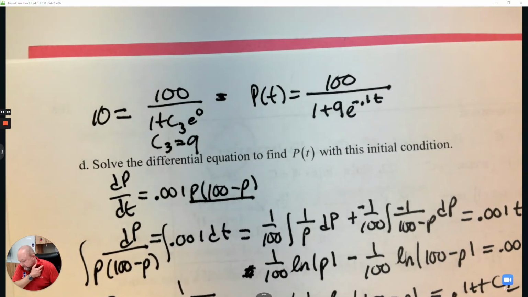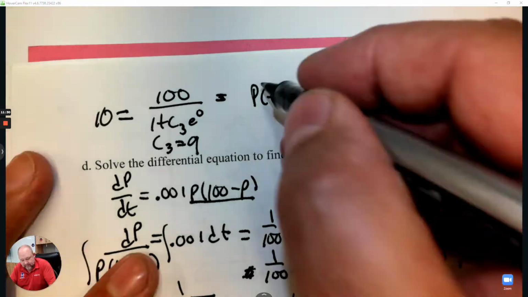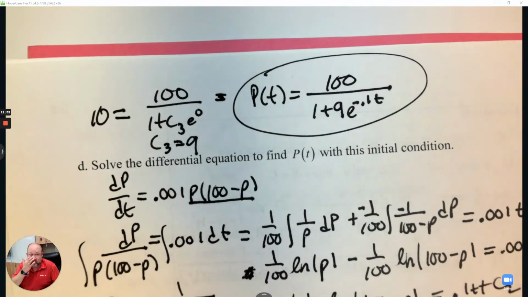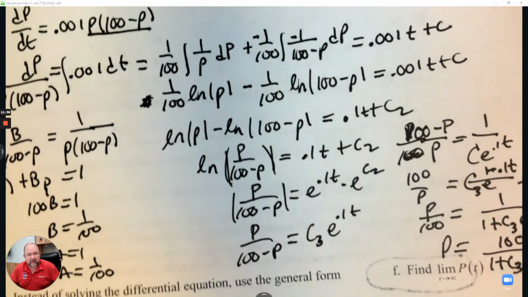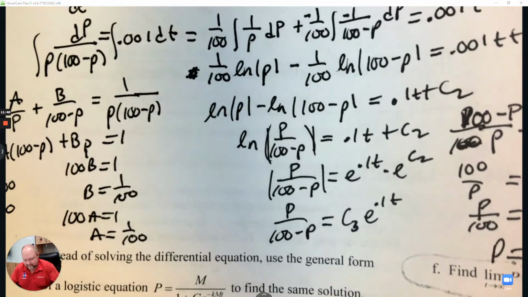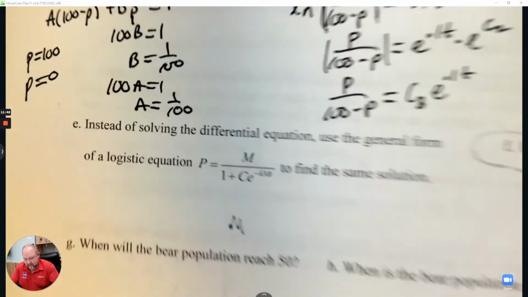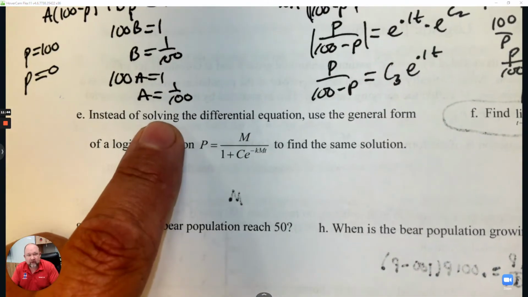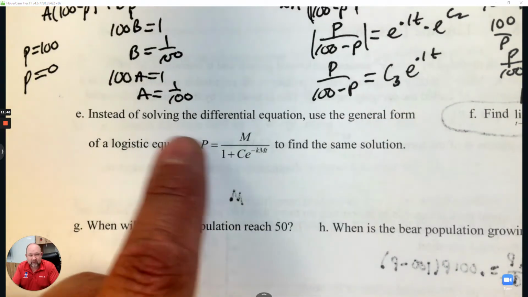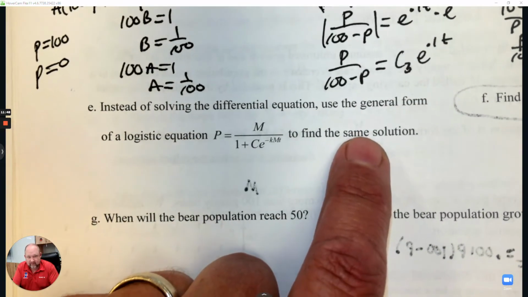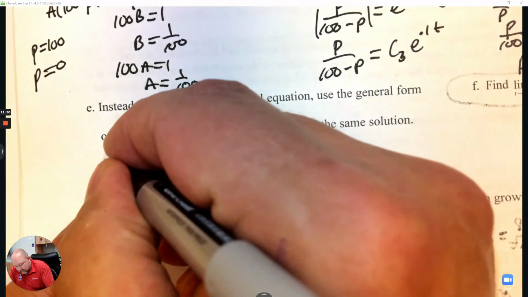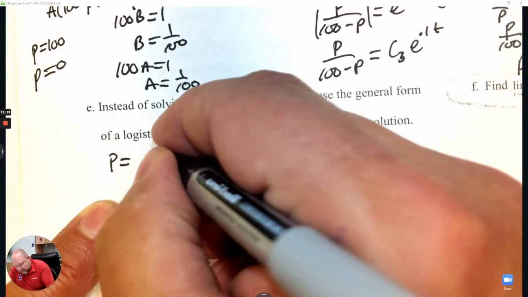And you did it. That's where we got to, using the initial condition. That's called a logistic equation. That's the calculus view of it. That's good work. Look at all that good work right there. All right. Part E says, instead of solving the differential equation, use the general form to find the same solution. So the general form here, M we said was 100.